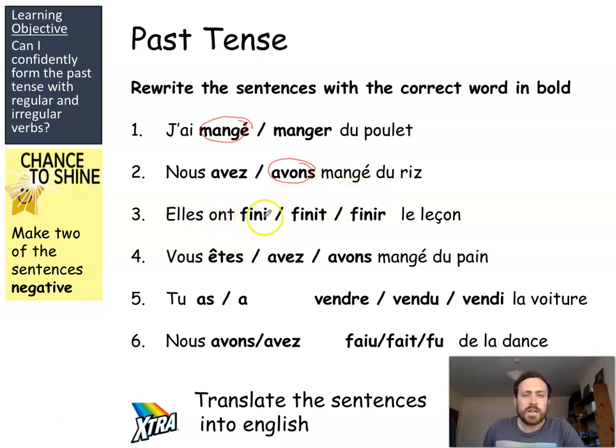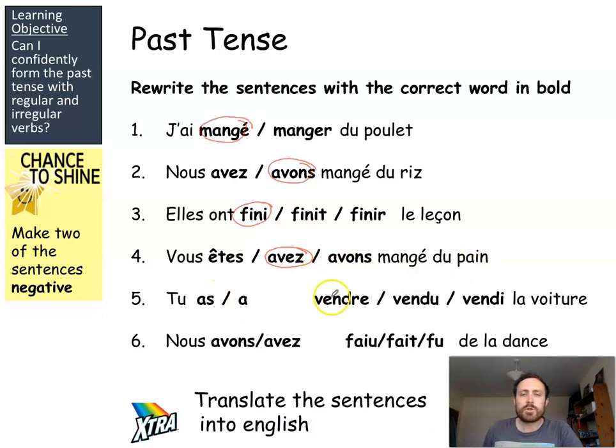Moving on to question 3, we've got 3 options. This is the infinitive, so it can't be this one. Fini, we don't need a T on there because it's not irregular, so it's just going to be elles ont fini le leçon, which means they finished the lesson. Number 4, we've got vous êtes, vous avez, and vous avons. Now this is the être verb. It doesn't take être, it takes avoir. This goes with nous, so we actually want the one that's going to go with vous, the pronoun. And this is you all. You plural ate some bread.